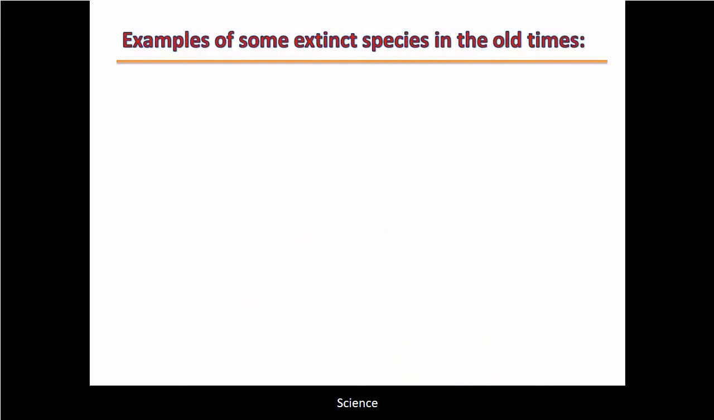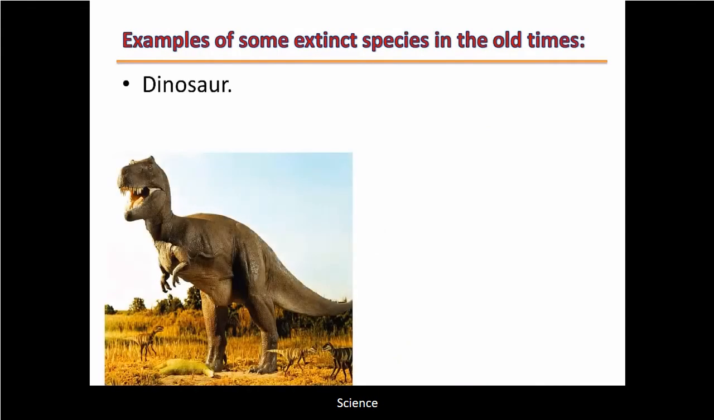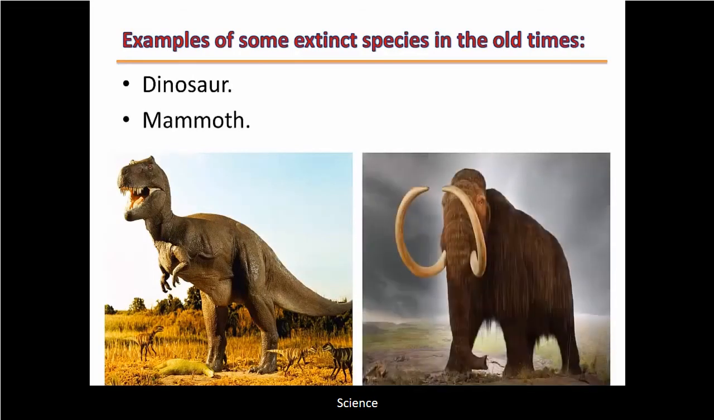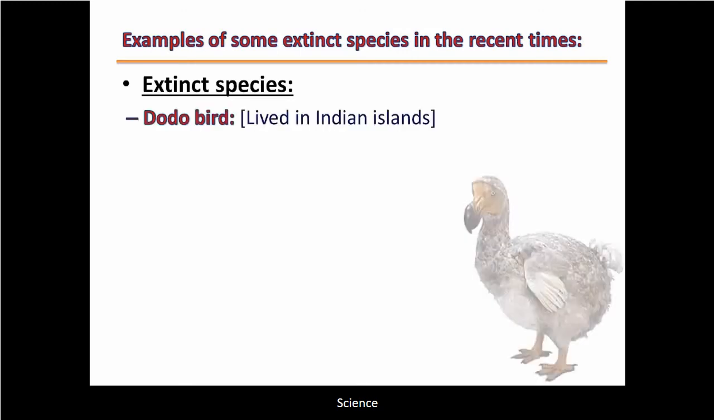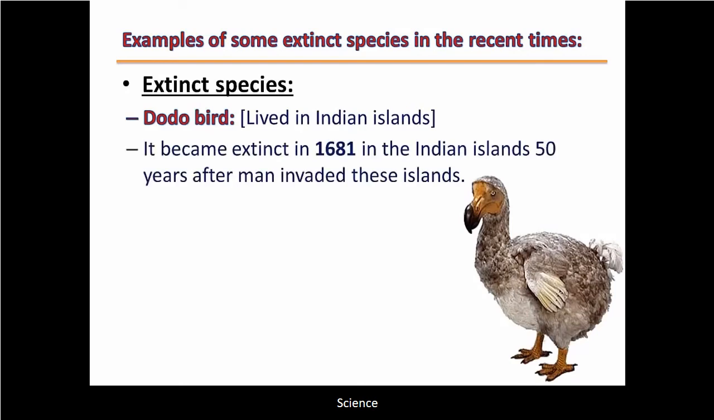Examples of some extinct species in the old times. The most famous examples are the dinosaur and the mammoth. Examples of some extinct species in the recent times. Extinct species: the dodo bird, which lived in the Indian islands. It became extinct in 1681 in the Indian islands, 50 years after man invaded these islands.